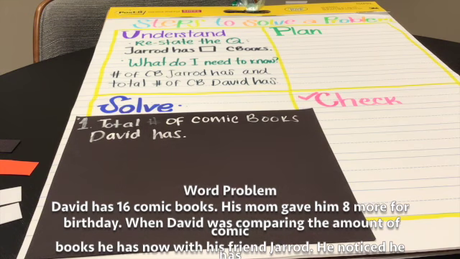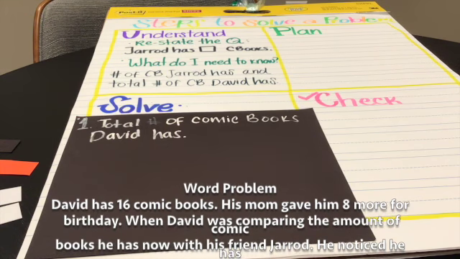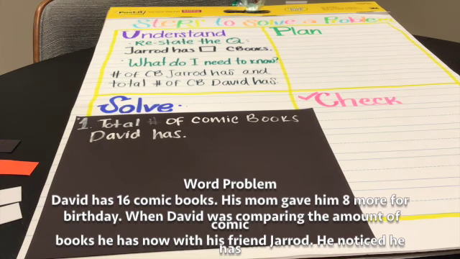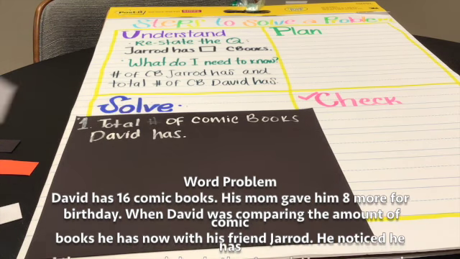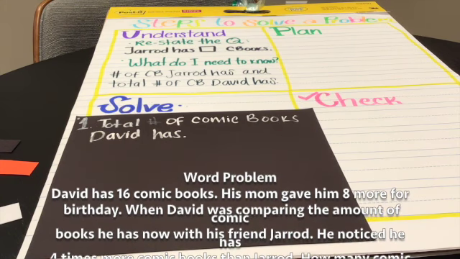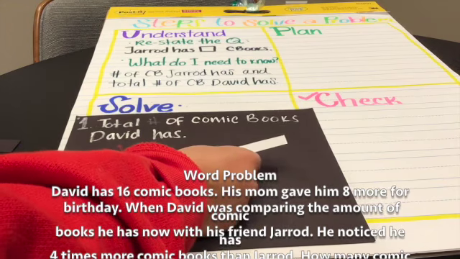Okay, and we already know that the beginning of the problem is telling us that he has 16 comic books. So I'm going to go ahead and represent 16 comic books, okay, with a strip diagram.